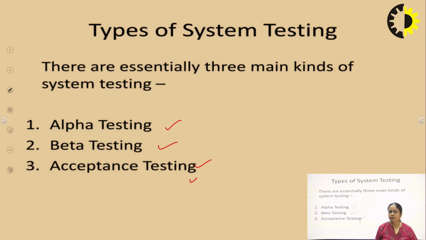Fine. So these are the main types of testing. Alpha testing is done in the developer environment, by the developer tester. Beta testing is done in the environment of the developer only, but we have some friendly customers who will test this system. Acceptance testing is done in the environment of the users or customers and by the customer only. Fine. So these are all the main testing techniques which we have discussed.